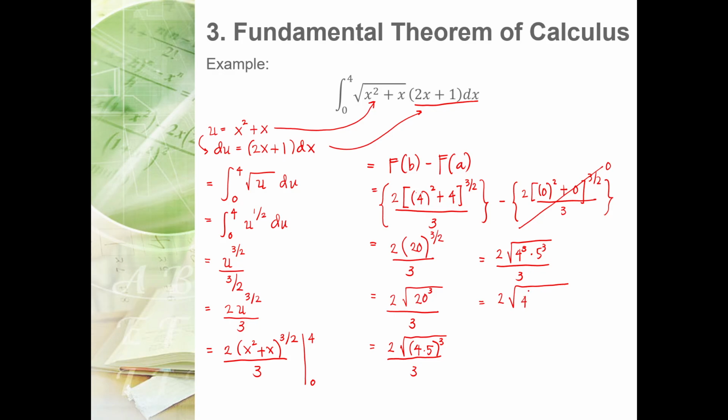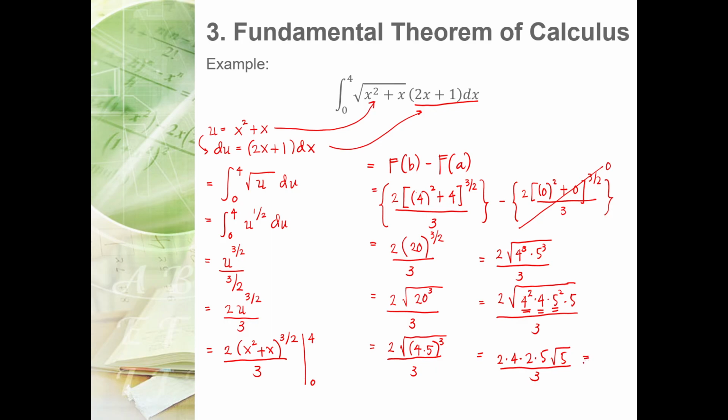So instead of 4 cubed, I can say it's 4 squared, so that I can take it outside, then times 4, then times 5 squared, then times 5. So perfect square, which gives us 4, perfect square, which gives us 2, and then perfect square, which gives us 5. So this is 2 times 4 times 2 times 5, square root of 5 all over 3.